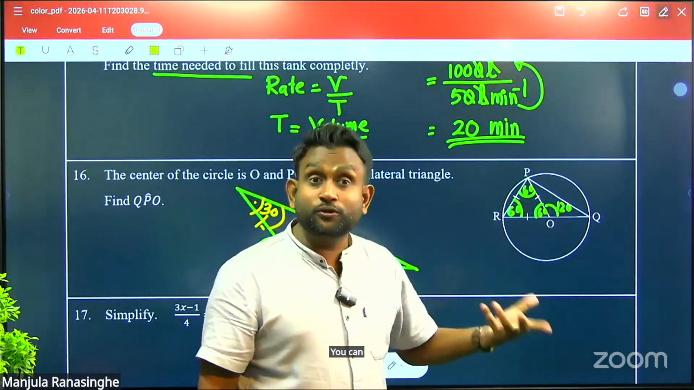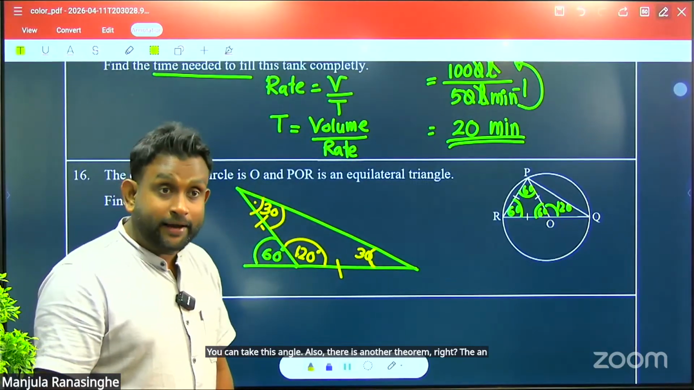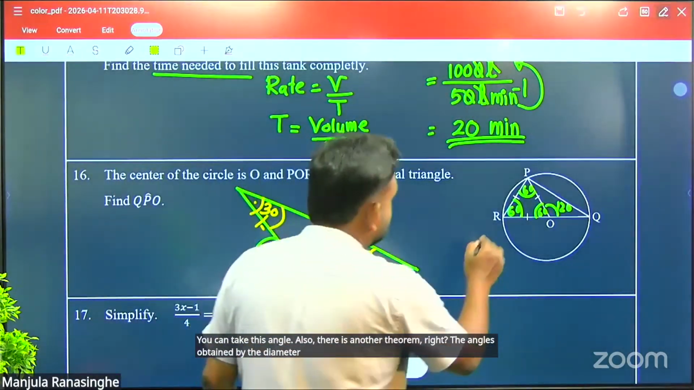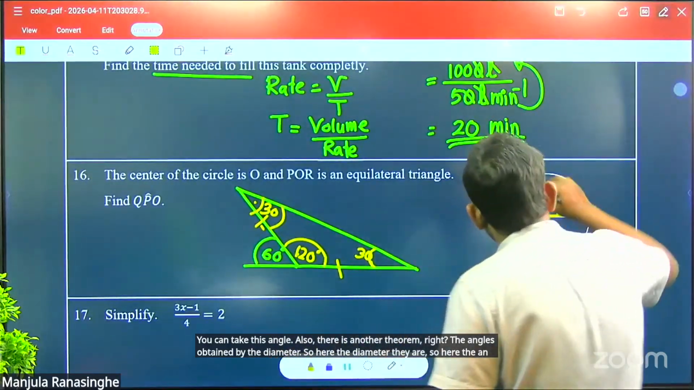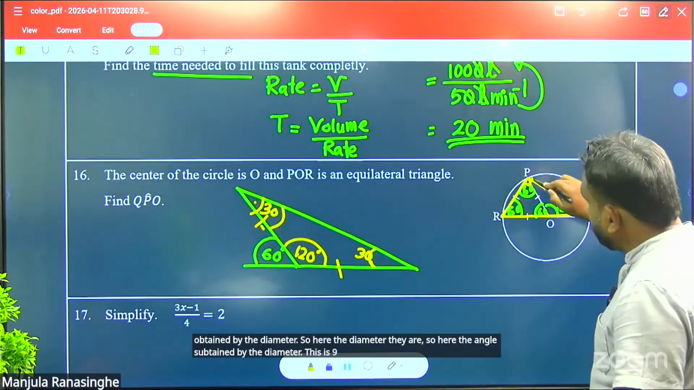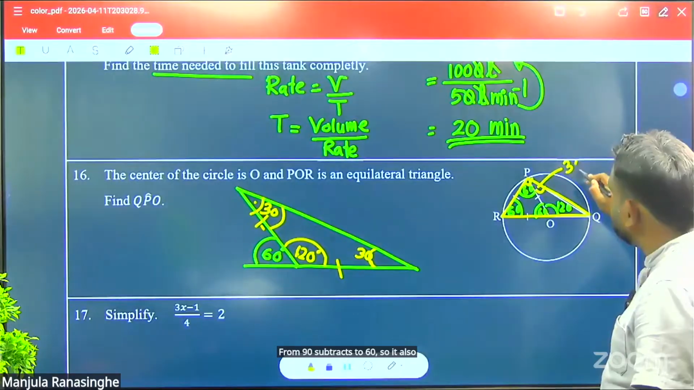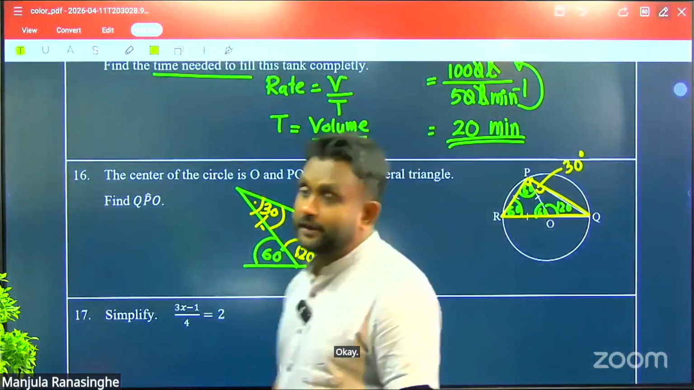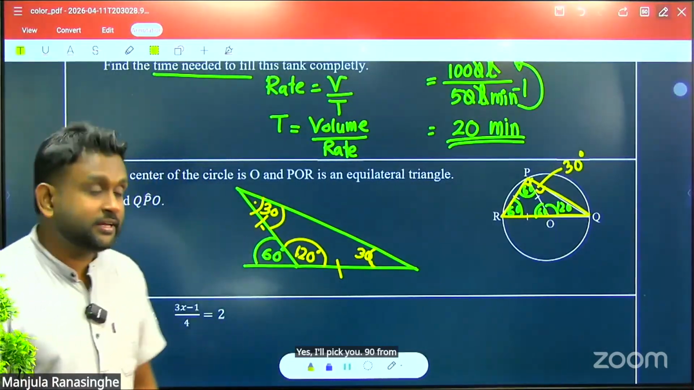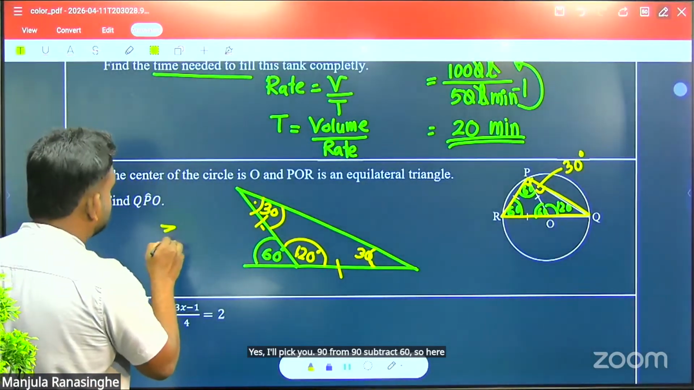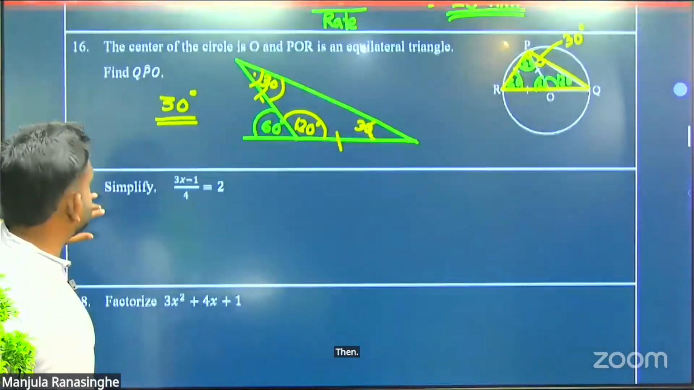There is also another theorem, the angle subtended by the diameter. Here the diameter is there, so the angle subtended by the diameter is 90 degrees. From 90 subtract the 60, and it also gives you 30 degrees. This method is easier. Yes, RPQ is 90, from 90 subtract 60, so the angle comes as 30 degrees.